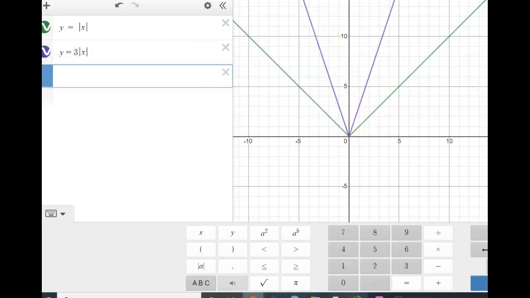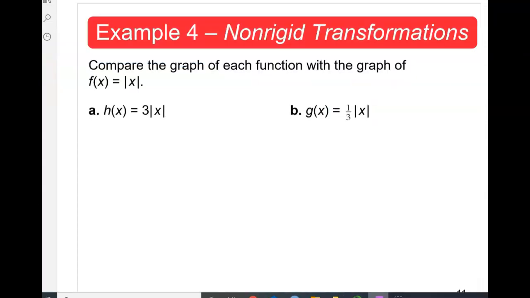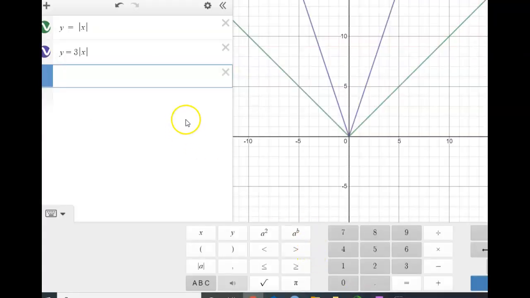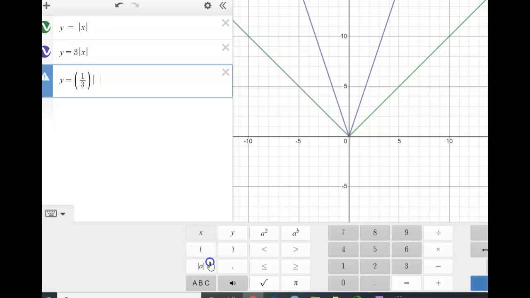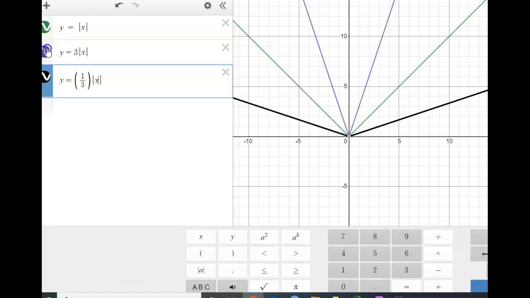Now, the other example that we have here in our notes, we have a 1/3. So we're going to enter y equals, I'm going to enter the fraction in parentheses, 1/3. And then, actually, I don't need that. I'm just going to use the arrow to get out of there. And then I'm going to select the absolute value, x absolute value. Oh, I didn't enter anything there. There we go. So I'm going to delete this temporarily.